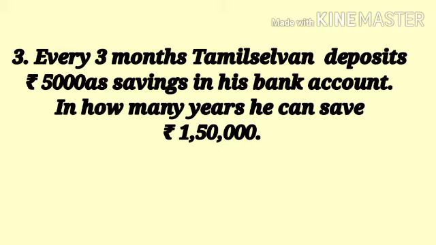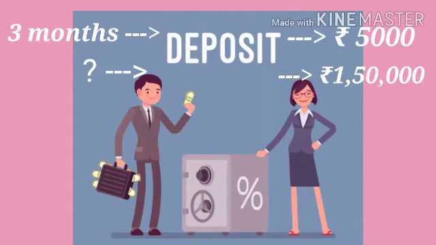Third problem. Every 3 months, Tamil Selvan deposits rupees 5,000 as savings in his bank account. In how many years can he save rupees 1,50,000? Here, students, Tamil Selvan deposits 5,000 every 3 months. The question is, how many months will it take for him to have a bank balance of 1,50,000? The number of months will increase along with the amount deposited. Hence this sum falls under the direct proportion category.